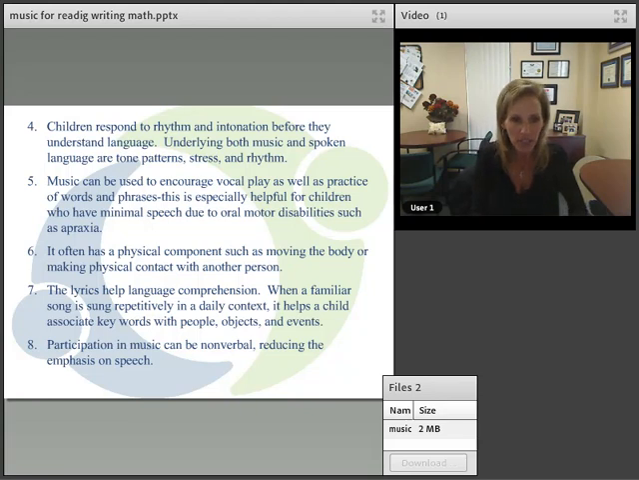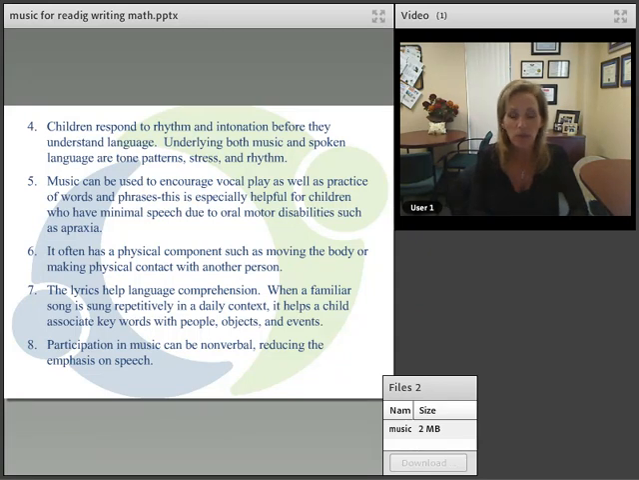In addition, the tone patterns, the stress and the rhythm that you find in music are also a very magnetic tool at a very young age. Music can also be used to encourage vocal play.